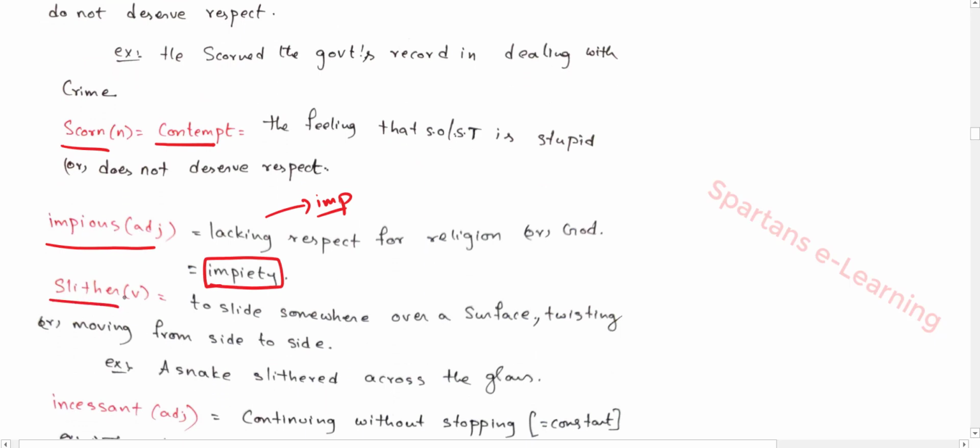Similarly, next word is slither. Slither is a verb. Slither means to slide somewhere over a surface, twisting or moving from side to side. A snake slithered across the grass. Now you should know the meaning of slither, right? The movement of how a snake moves, that particular movement is called slithering, slither.